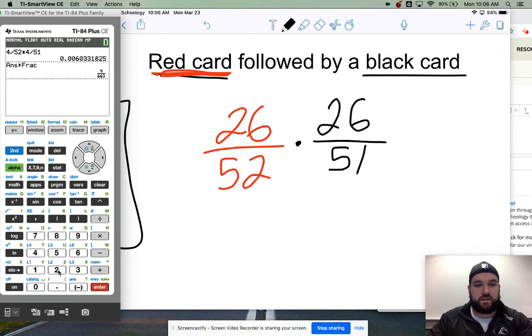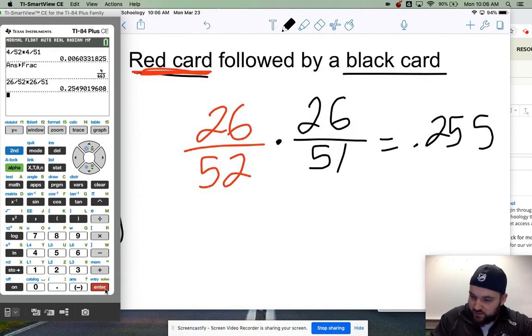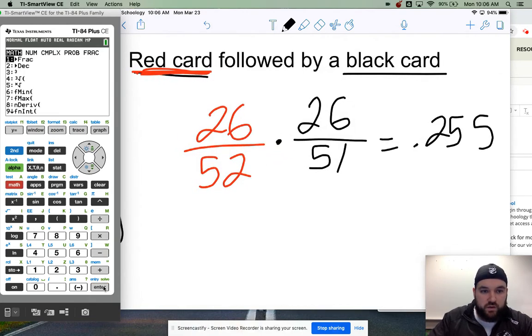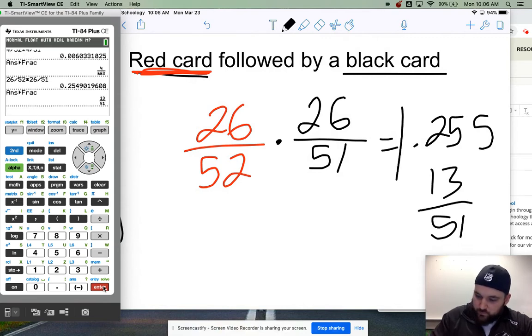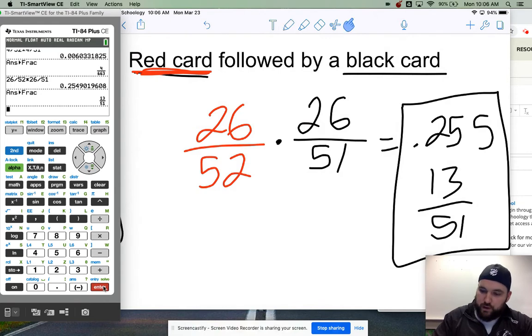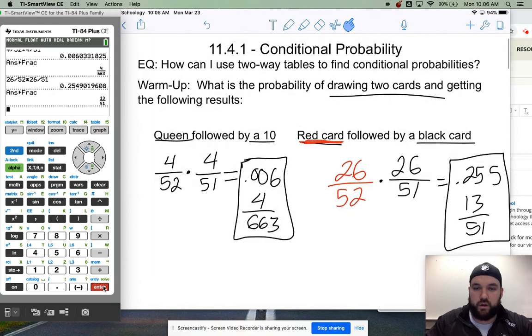So we have 26 out of 52, which is just half, times 26 out of 51. So the decimal probability is 0.254 or 255, we'll call it, since it's a 9. Or as a fraction, 13 out of 51. Okay. So those are the probabilities of that happening. So that's the multiple events from section 11.3 that we talked about.